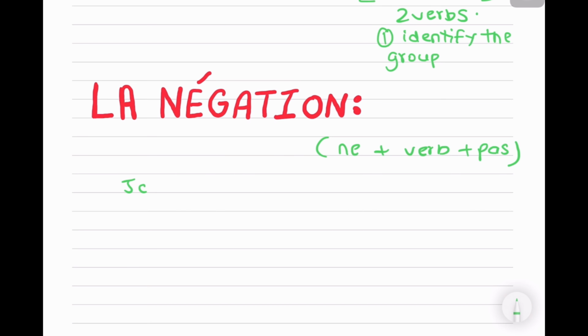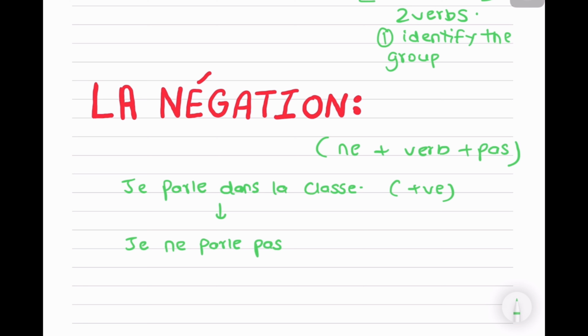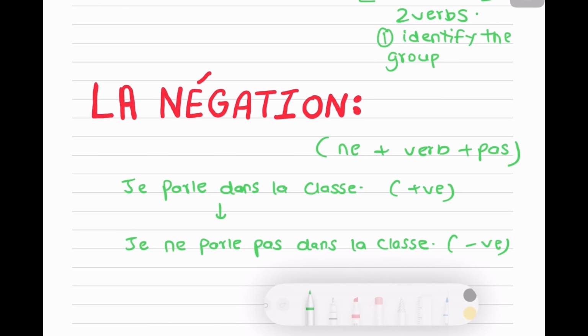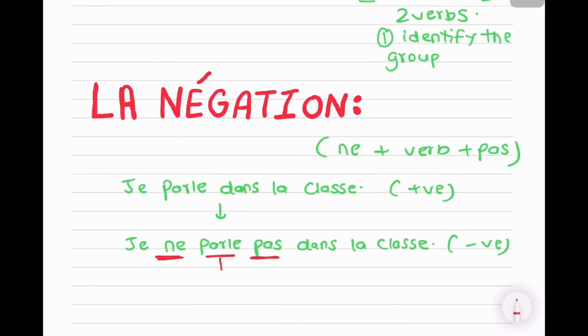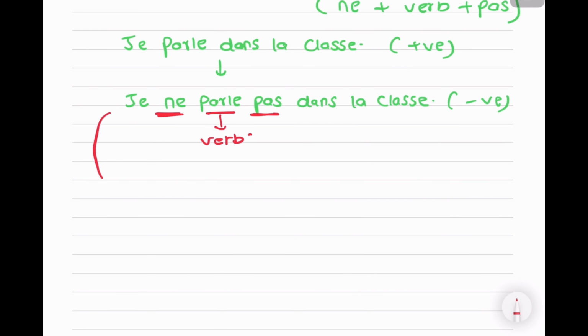So for example, je parle dans la classe. This is a positive or affirmative sentence. Now I want to make it negative. It becomes je ne parle pas dans la classe. I don't speak in the class. This is a negative sentence, right? Now we know that ne goes before the verb, pas goes after the verb, parler is your verb, right? Simple as that. Now I'll make the same sentence in passé composé.